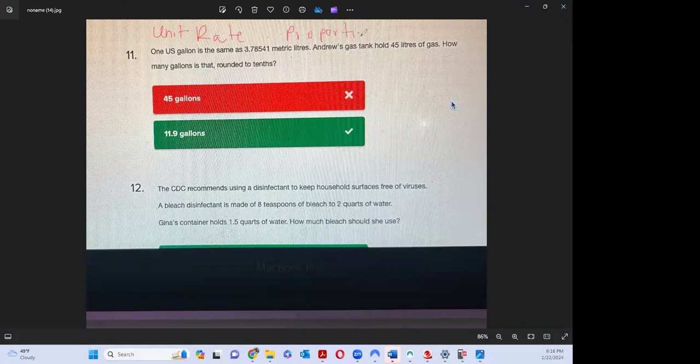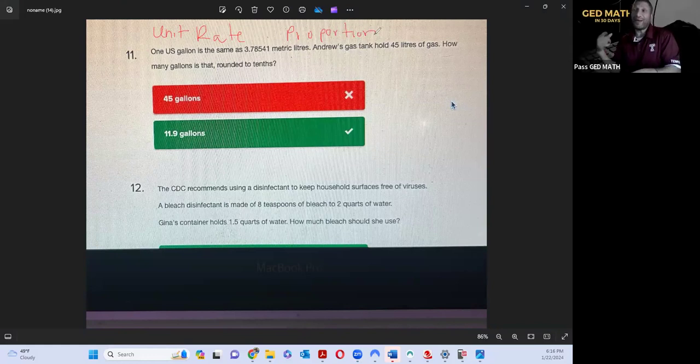First of all, when you read it, you have to be able to identify what's given. So again, remember the steps. Identify what's given. One U.S. gallon is 3.78541 liters. So let me write that down. One gallon is the same as 3.78541 liters. I'm going to put all of it. That's the ratio you know.